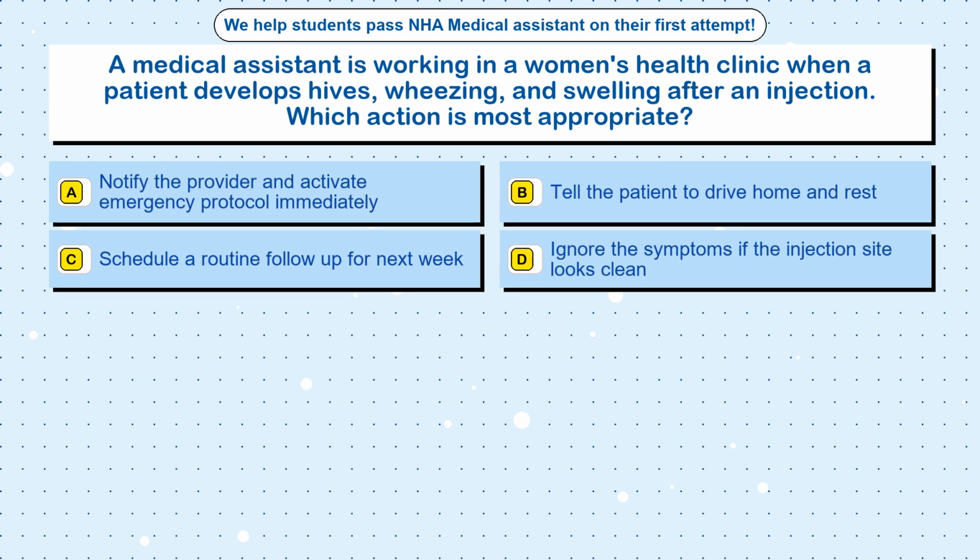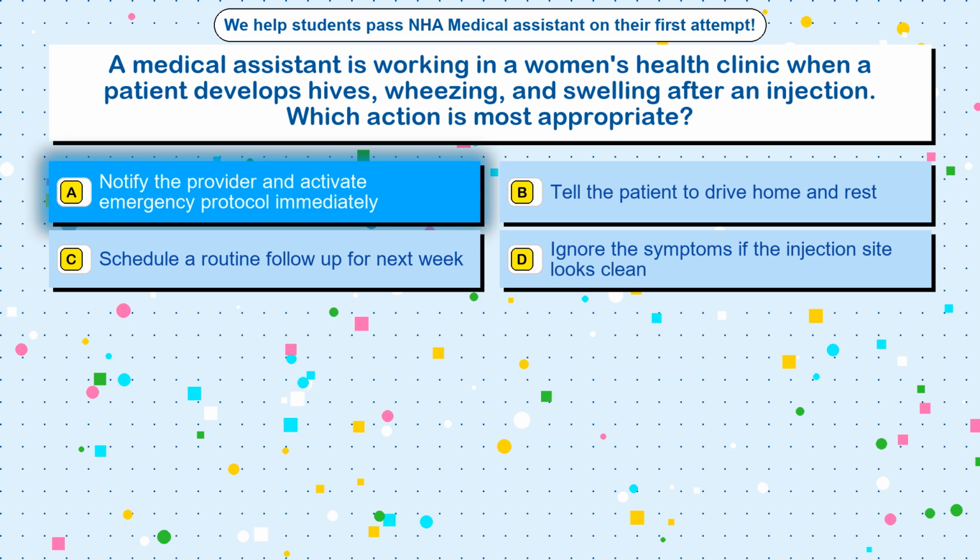Question 81. A medical assistant is working in a women's health clinic when a patient develops hives, wheezing, and swelling after an injection. Which action is most appropriate? Option A. Notify the provider and activate emergency protocol immediately. Option B. Tell the patient to drive home and rest. Option C. Schedule a routine follow-up for next week. Option D. Ignore the symptoms if the injection site looks clean.